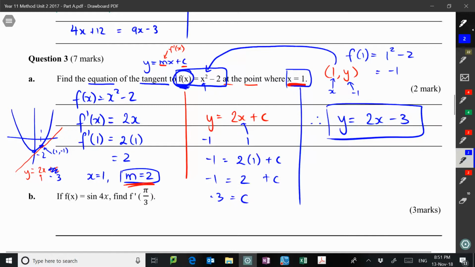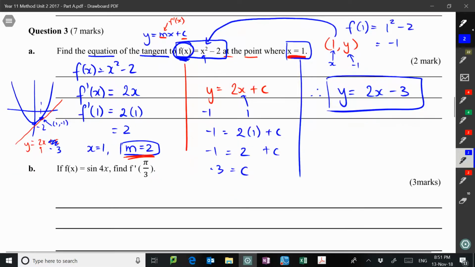What was the hardest part? Finding the gradient. The rest is your simple year 9 stuff. You've got x equals 1, find the y value, sub in the coordinate once you've got the gradient to find c. Okay, it's the same drill over and over, right? You can look at all the worksheets I've given you, even the SACs that I'm returning on Wednesday, which I'm assuming is when you're going to watch this video.